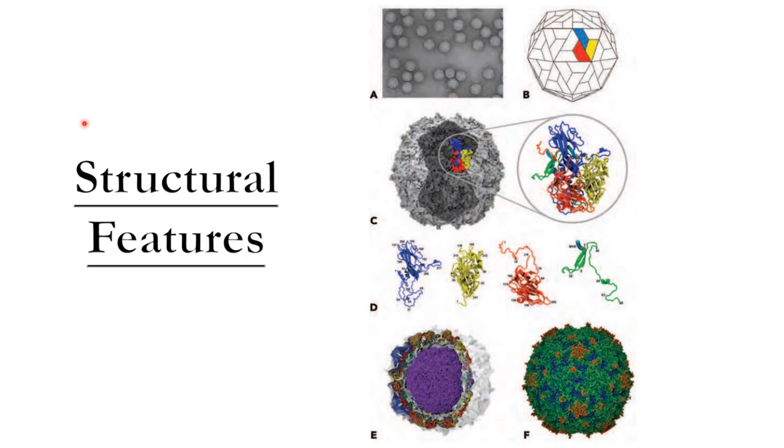Picornaviruses are spherical with a diameter of about 30 nanometers. The particles are simple, consisting of a protein shell surrounding the naked RNA genome. The virus particles lack a lipid envelope and their infectivity is insensitive to organic solvents.